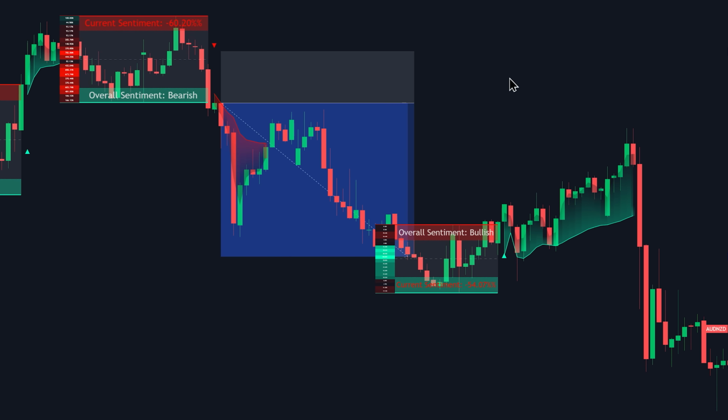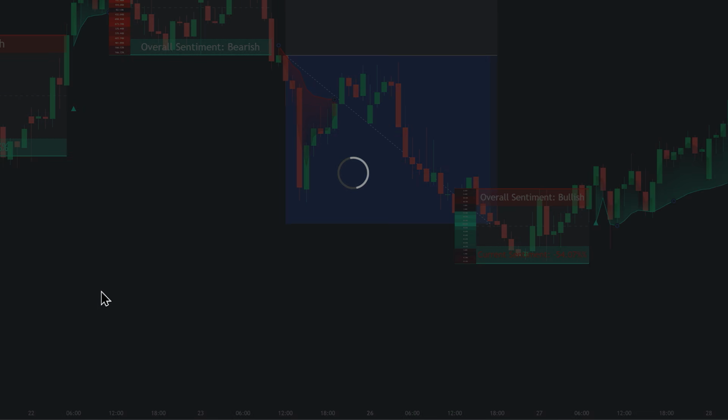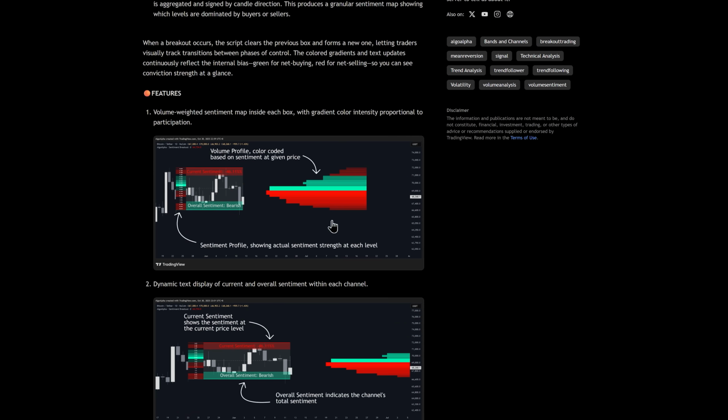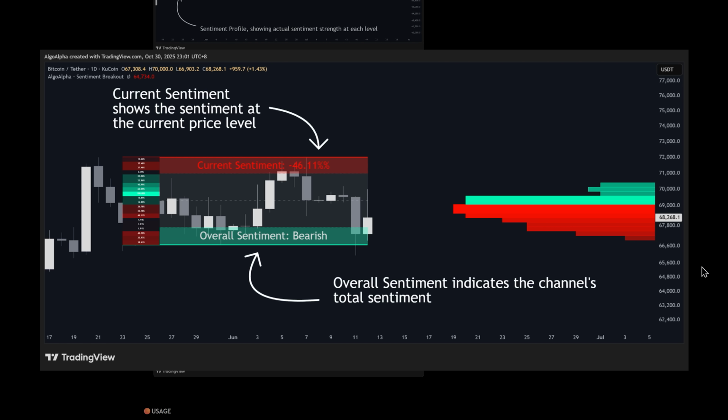One last note before we wrap. This script is open source, so if you're the type who likes to know exactly what's happening, read the code and the description on its TradingView page. There's a full breakdown of how the channel uses normalized highs and lows to find compression, how the volume is binned and signed by candle direction, and how the labels and gradients update in real time.